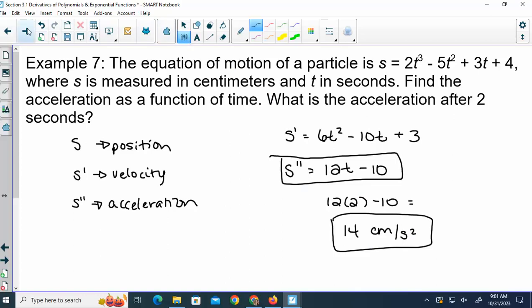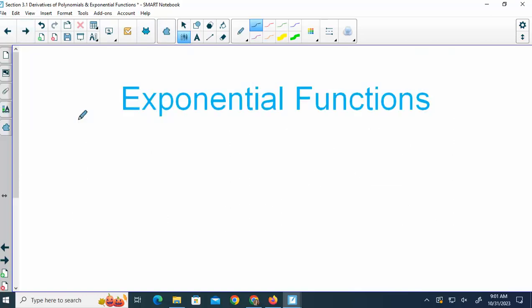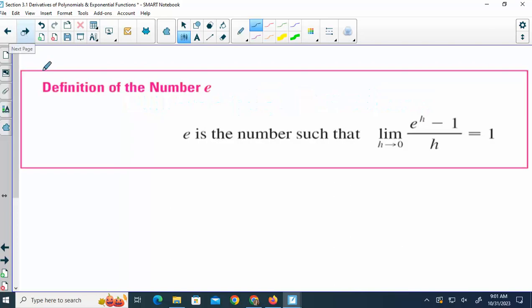Now we're going to start slowly, every day from here for a long time, adding in more rules for derivatives so we can expand the things that we can easily calculate the derivative of. So we know how to do the derivative of polynomials or just numbers to a power. The next thing we're going to talk about is exponential functions.